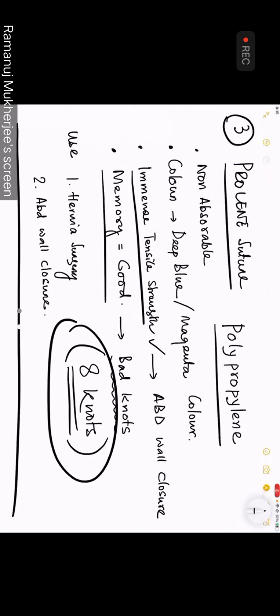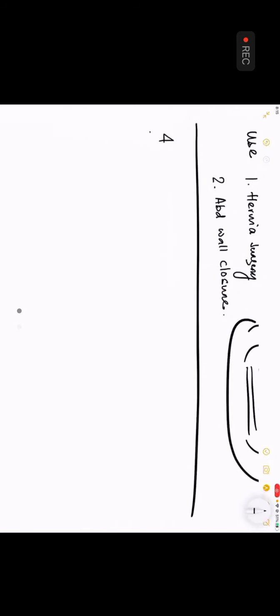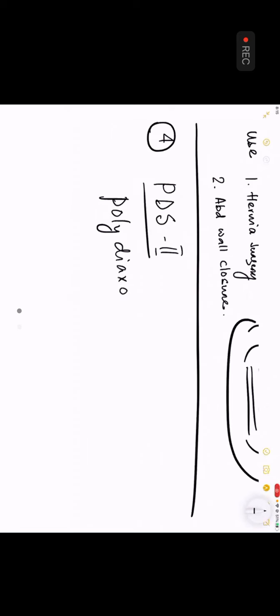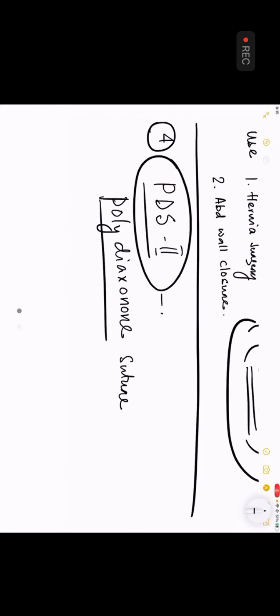Complete? No. The last of the sutures in your list is PDS 2, also called polydioxanone suture. This is the company's brand name. This is the chemical name or the chemical material. This is a monofilament suture.